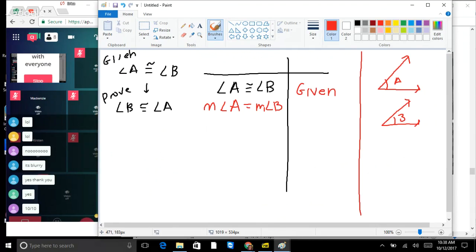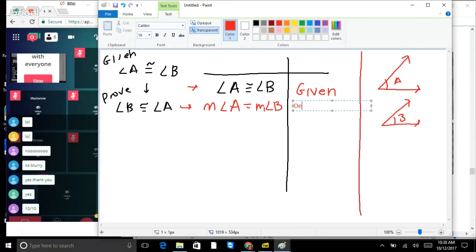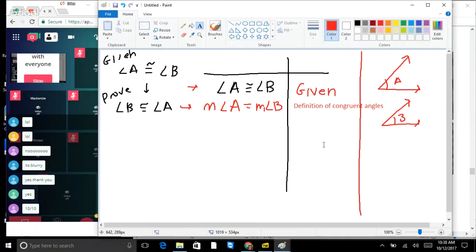I know that in your head they seem the same, but they mean two different things, right? This is congruence and this is equality. And I can say that the measure of angle A is equal to the measure of angle B because of the definition of congruent angles. By definition, if two angles are congruent, then the measure of the first angle is equal to the measure of the second angle.